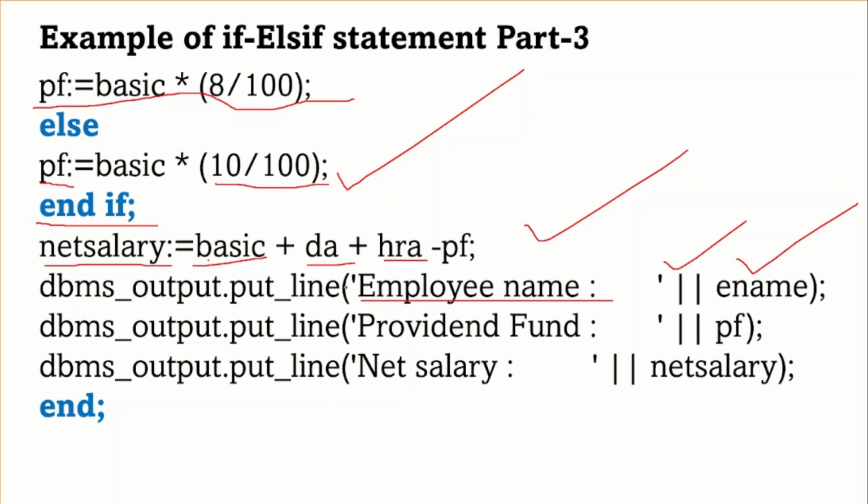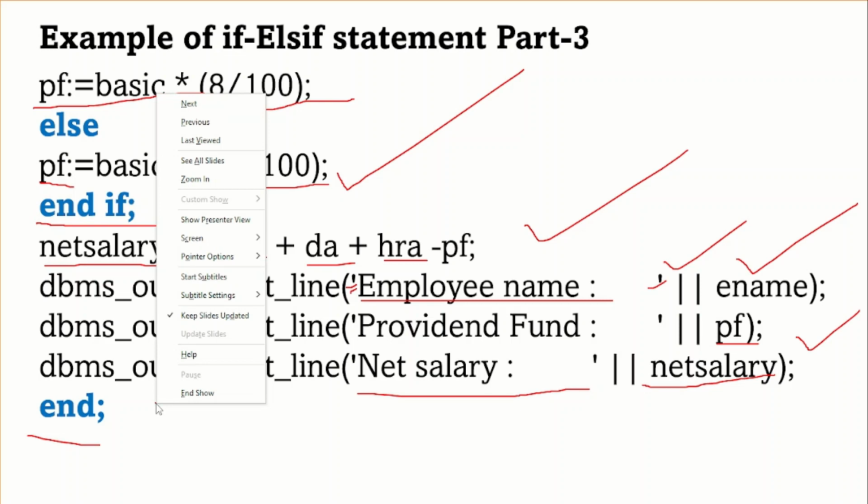Comment is always within single quotes. See it, single quote here, single quote here. This will go as it is, and then the value of ename will be printed here. Then provident fund will be printed, and that will come from the PF variable. Net salary will be printed here, and it will come from the net salary variable. This is the end of the program, and we will learn this in the practical session by doing hands-on.